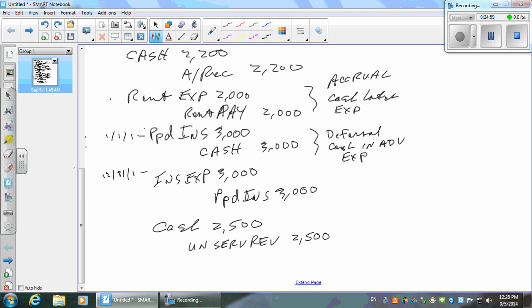So, debit cash, credit unearned service revenue. What did I just do? I put off recognizing the revenue until I earn it, even though I got paid. I deferred the revenue, right? This is a deferral of revenue because I have received the cash in advance. I don't want to recognize the revenue until I earn it, do I? Everybody agree? You wouldn't want to do that.